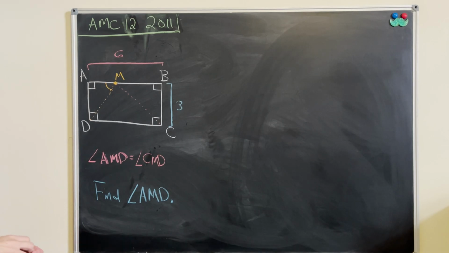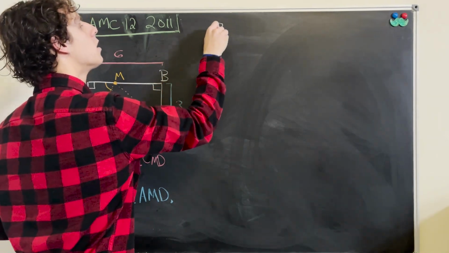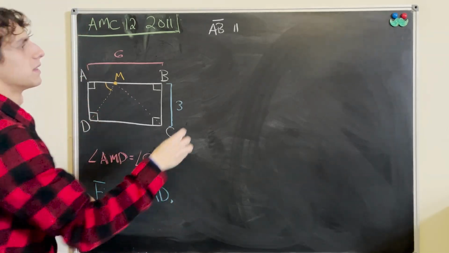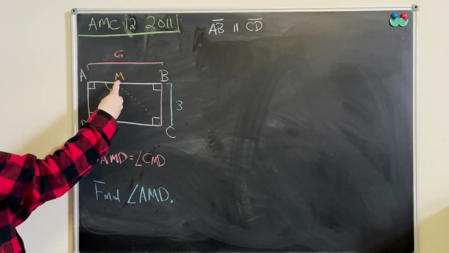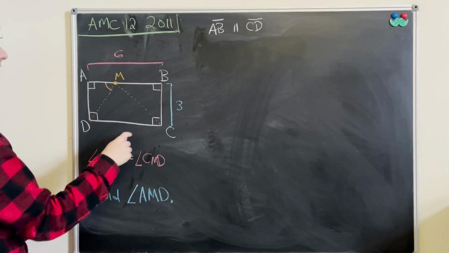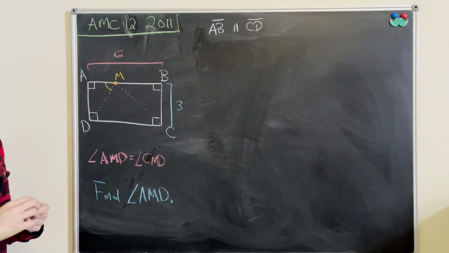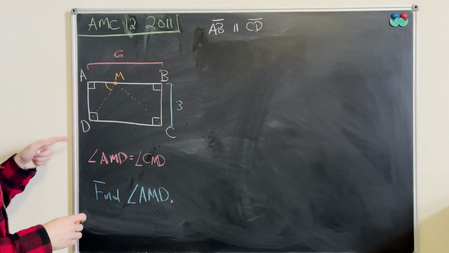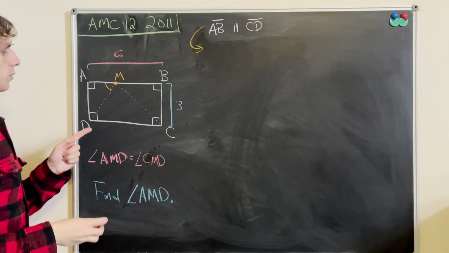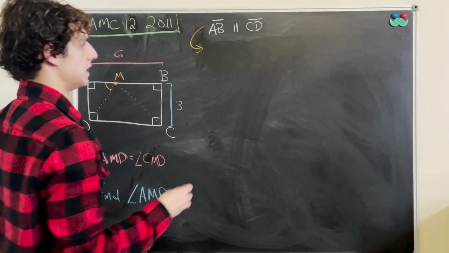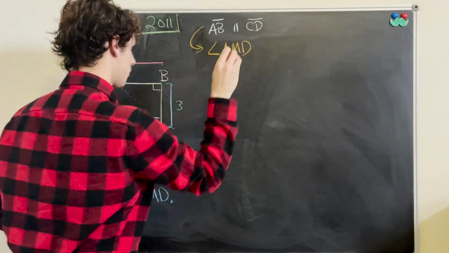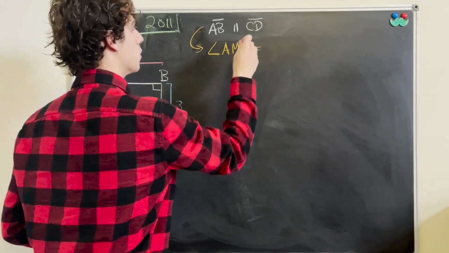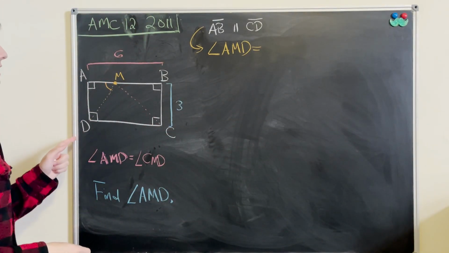But now I want to point out that line segment AB is parallel to line segment CD. Now this is important because our line segment MD intersects both AB and CD. And because MD is a line segment, it's not curved, that means that our angle AMD is congruent or equal to our angle MDC or CDM. So let's go ahead and put that down. Our angle AMD, which is our target angle, is equal to or congruent to our angle CDM.